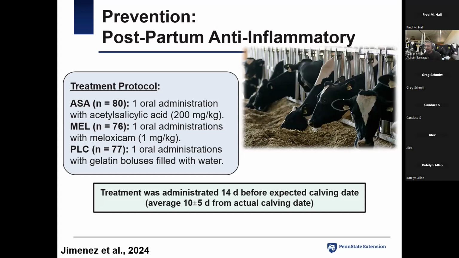prescribed medication. And what you have here is that on average, the animals that we treated had their actual calving date 10 plus or minus 5 days from the time that we treated them, right? So the animals calve 5 to 15 days after we treat them, okay? Because as you know, the expected calving date is not super accurate, right? There's a big variation there.